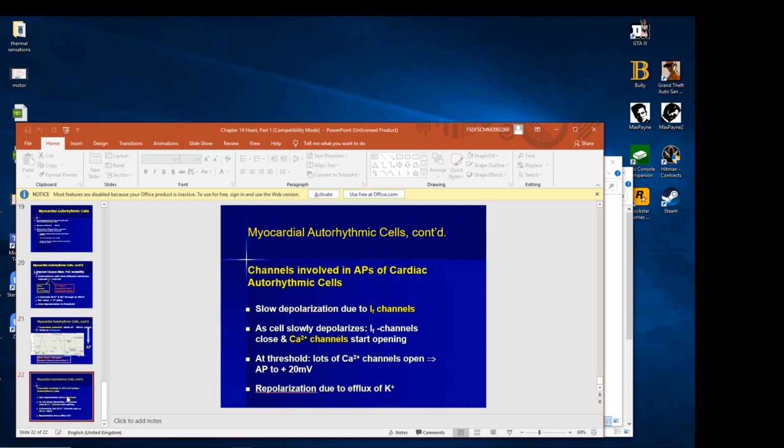So, myocardial autorhythmic cells: channels involved in action potentials of cardiac autorhythmic cells, slow depolarization due to the funny channels. As the cell slowly depolarizes, the If channels close and calcium channels start opening. At threshold, lots of calcium channels open, and the action potential goes to positive 20 millivolts, and repolarization is due to efflux of potassium. So we'll be doing all such stuff in detail later on.